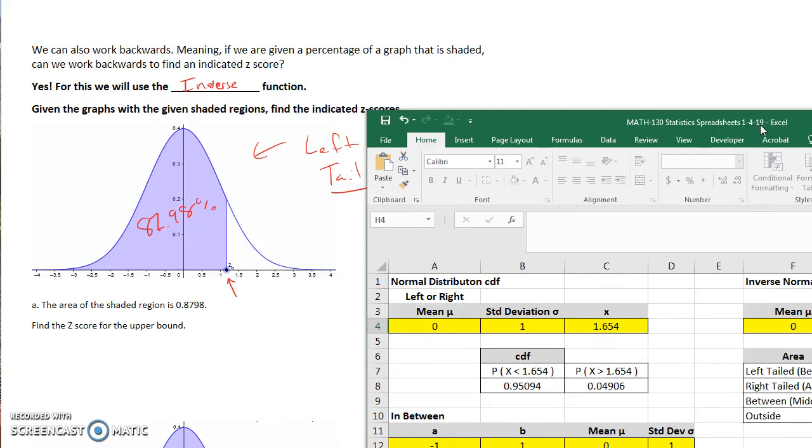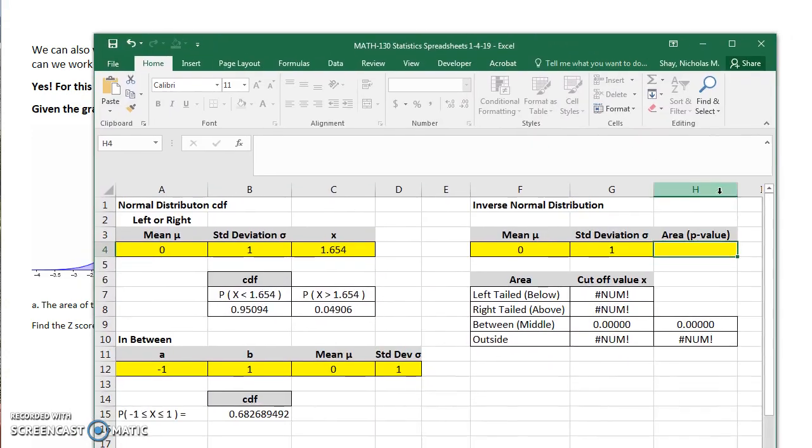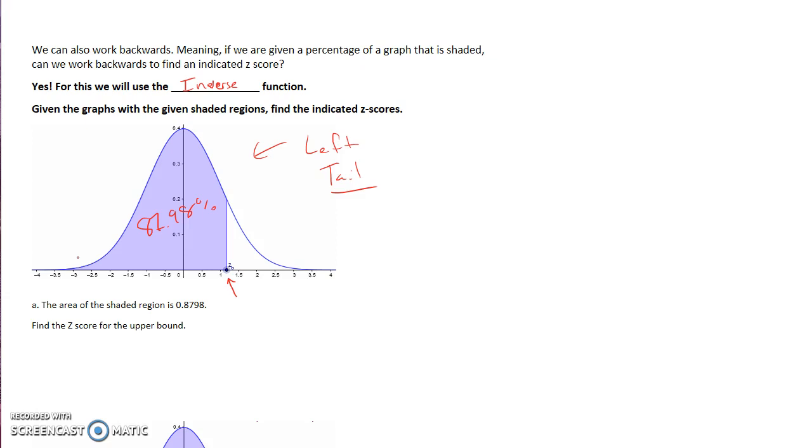But what was that area that was shaded? We said it was 0.8798, so we put 0.8798 into the spreadsheet. And now we need to pick which one it is. Is it the left tail? Is it the right tail? Is it between or is it outside? We just said it was the left tail, so we'll round to 2 decimal places, so that z-score would be 1.17. And I said it was probably pretty close to between 1 and 1.5, and now we know it exactly.